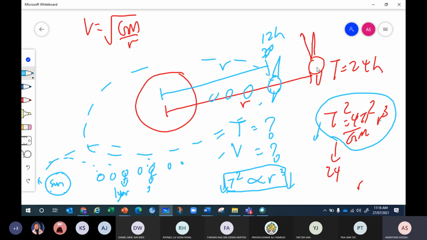So the closer the satellite, the smaller the period. If the satellite is closer, what is the orbital speed going to be? Does it need to be launched faster than the further one, or slower than the further one, based on this equation?